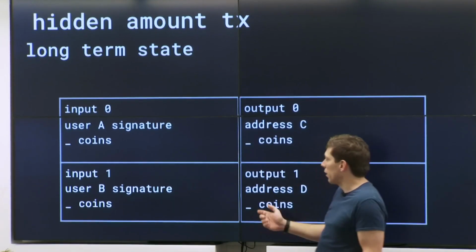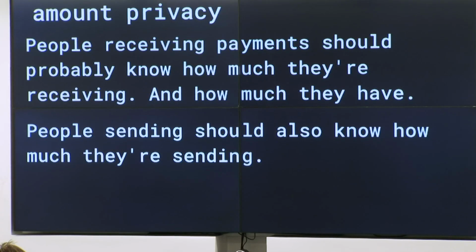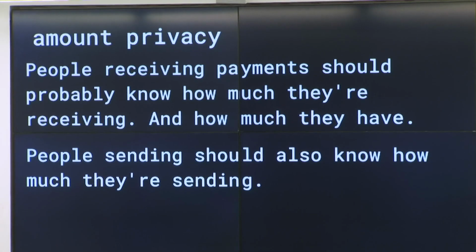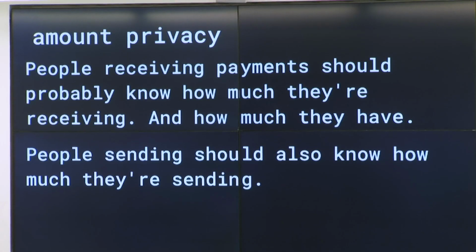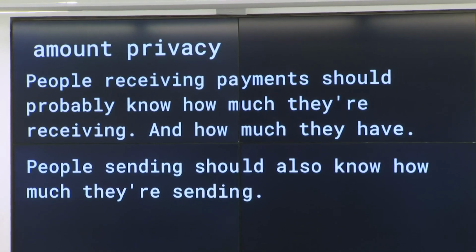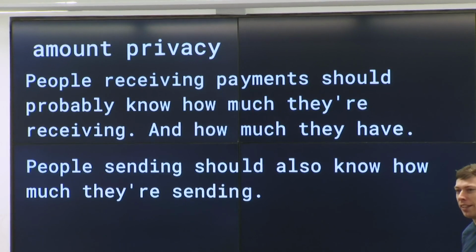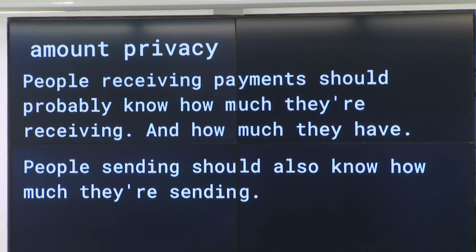You don't see it. You don't see any of this. Okay, so that's the long-term state. But wait, people receiving the payments should probably know how much they're receiving, right? And they should probably know how much they have. If you don't know how much money you're getting, that's not a very useful payment system. People sending should also know how much money they're sending, right? If the amount can be completely determined by the receiver, that's also not a good payment system. I'm just going to take lots of money.